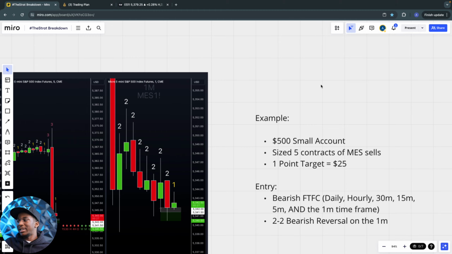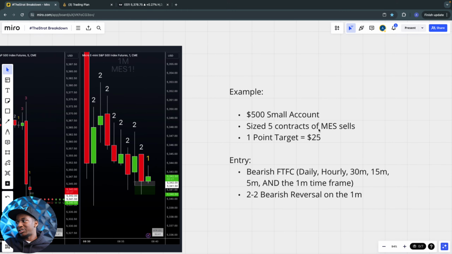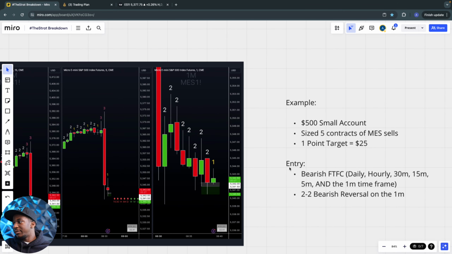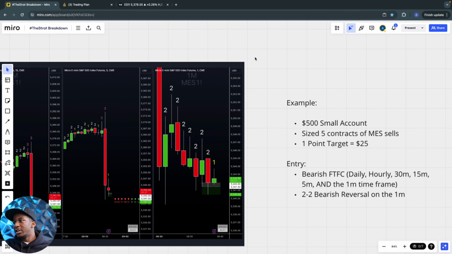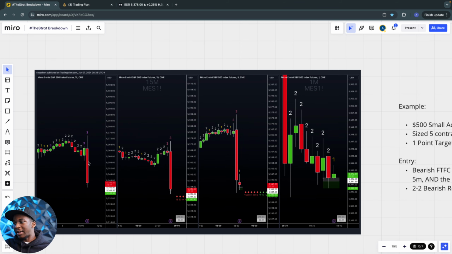So example, let's say you have a $500 account and you size 5 contracts of MES sells. So you're selling 5 MES contracts, micro E-mini S&P 500 contracts, right? Your target is 1 point, meaning you'll make $25 on this trade when it goes in your favor, right? So our entry is based on bearish full time frame continuity. So if you look at this chart right now, what do you see? Blood, like it's red, like right here, boom. This is the hourly time frame, but I checked on the daily time frame, it's also red, right? The hourly time frame is red, the 15-minute, 30-minute is red, the 5-minute is red, and the 1 minute was also red as well.